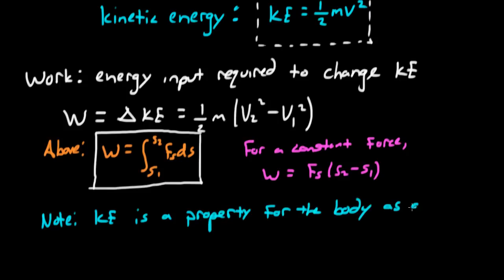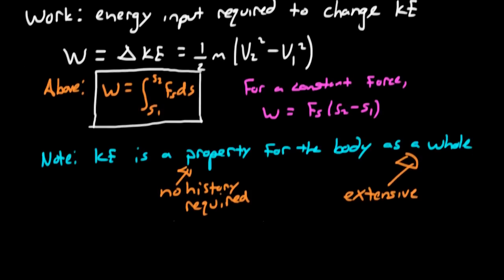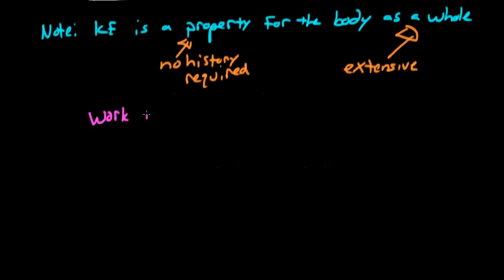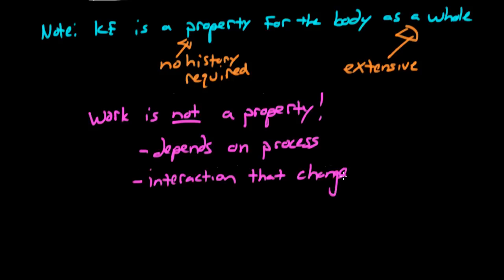Important note is that kinetic energy is a property for the body as a whole. It's a property because you don't require any history knowledge. We can evaluate the kinetic energy at any state using only values at that state. It's also an extensive property that applies to the body as a whole. By comparison, work is not a property because it depends on the process, and so we have to know the history. What work is, it's an interaction that changes the energy of our system.